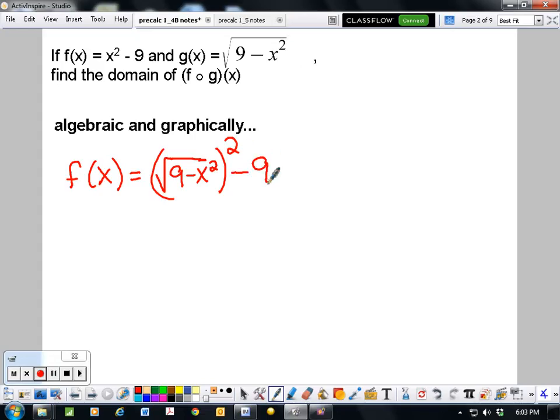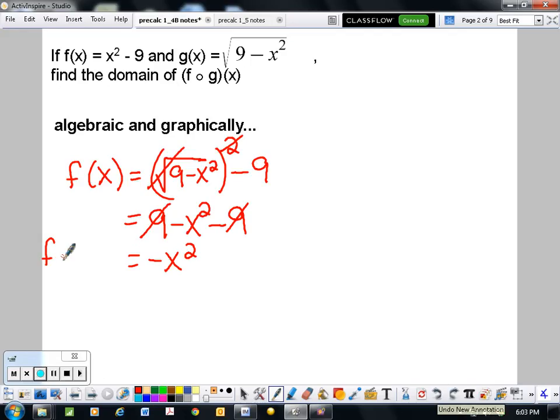And we're going to simplify this. Luckily, we've got the cancellation of our square root and our square. So this becomes 9 minus x squared, and then we have the -9, and those 9s will cancel out. And we get a -x squared. And that is the value of our composition. Helps if I write my notation correctly.